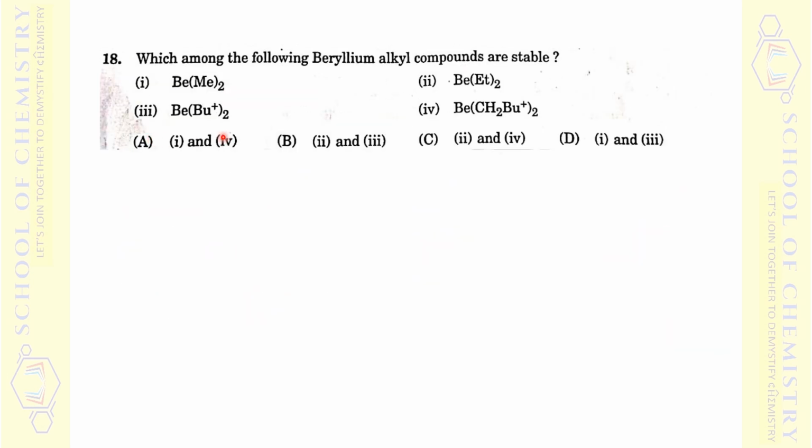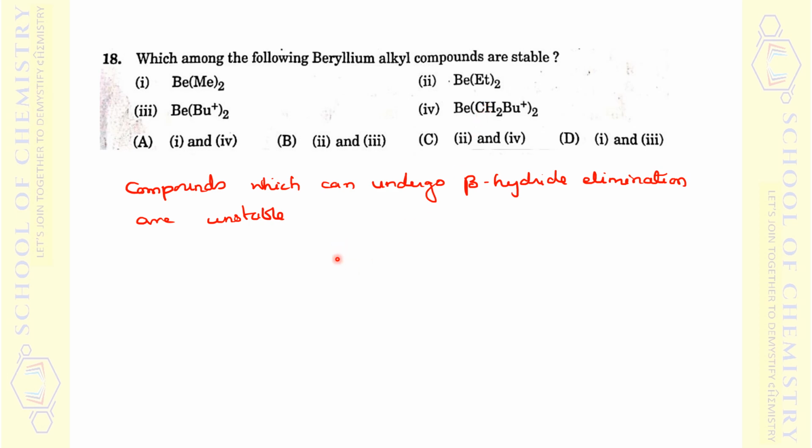The next one, again from organometallic: which among the following beryllium alkyl compounds are stable? It's about stability, and in organometallic compounds of this kind, the stability mainly depends on beta hydride elimination. Compounds which can undergo beta hydride elimination will be unstable because they can give some other product. So whenever beta hydrogen is not available, such complexes will be stable.